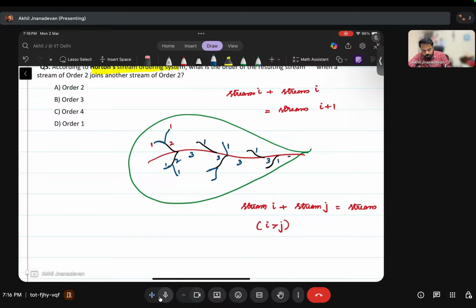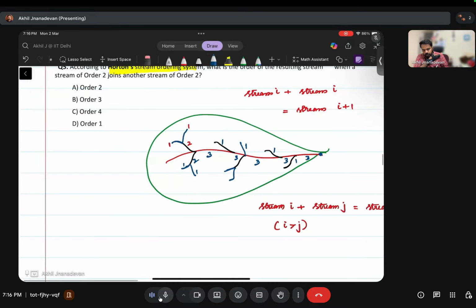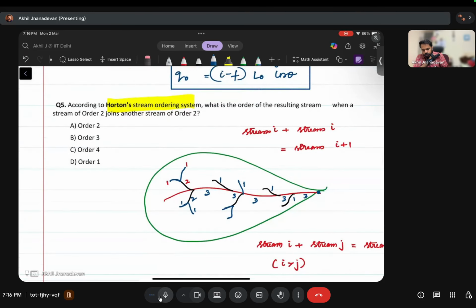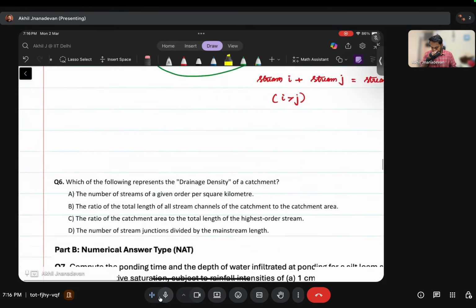So the stream order will be 3 here. The highest stream order is 3, right? So here the question is, two order two streams are joining, right? Two orders two, what is the order of the next? That will be equal to order 3, right? So rest are wrong. So that is the example here. Two order two streams are joining to make a new stream of order 3, right? So that is done. The next question, we can move to the next question.